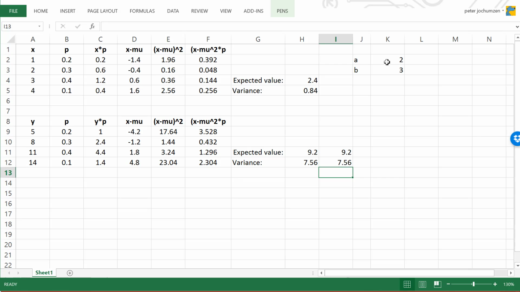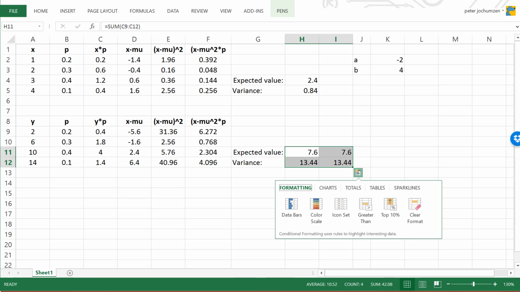And it doesn't make any difference how you change this. If I change the intercept to -2, the expected value and the variance will all be the same. If I change this to -3 or to 4, whatever, these will always be the same, confirming this really important result.